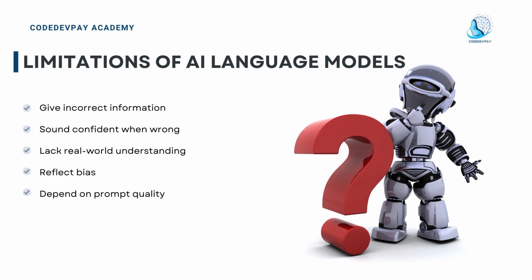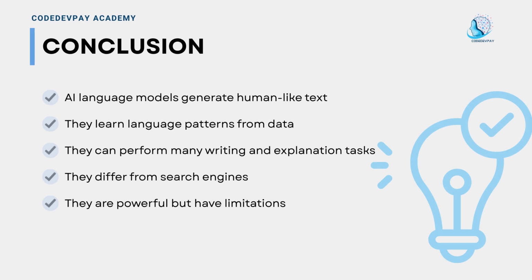So at the end of this lesson, we've learned that AI language models can generate human-like text. They learn language patterns from data. They can perform many writing and explanation tasks. They differ from search engines. They are very powerful and they also have limitations.